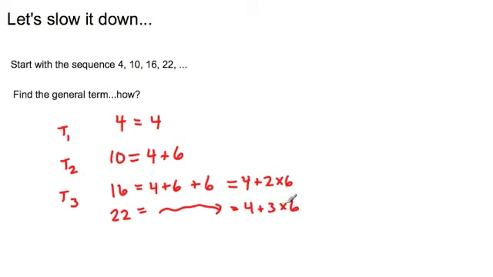So the tricky part may be, how do I make this into a formula? Well, again, let's start with what we know. So our general term, we know I start with the number 4. It's always going to start with the number 4. That's the first term. That's the commonality in everything here. But then the rest of it, here's where I start to look for patterns.